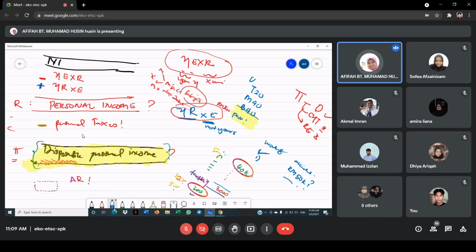So, in exam, dia tanya, how can we calculate from national income to personal income? What is the difference between personal income and disposable income? What do you mean by income earned but not received? Explain what are the income earned but not received, and income received but not earned. Tanya macam itulah. Any question, class?